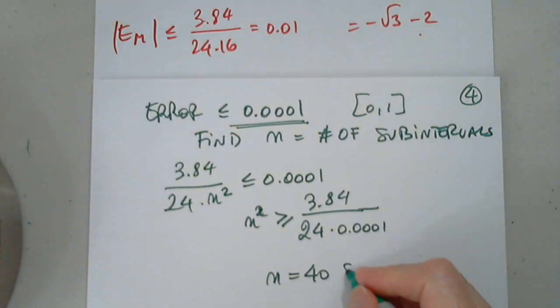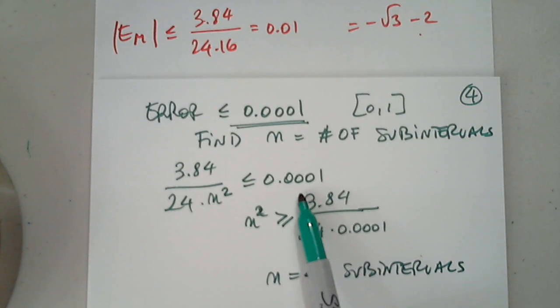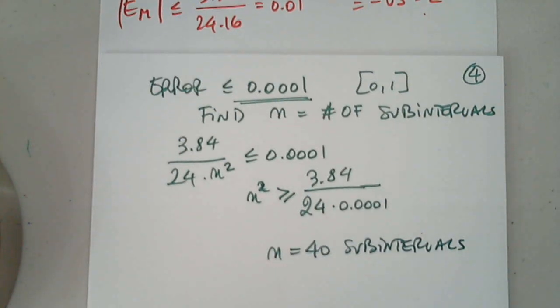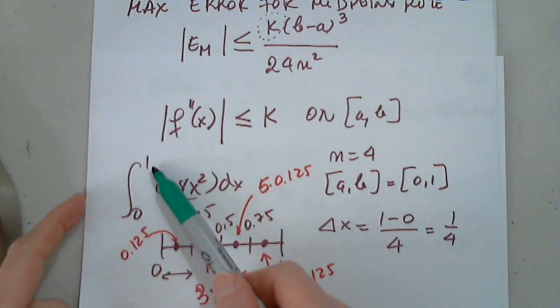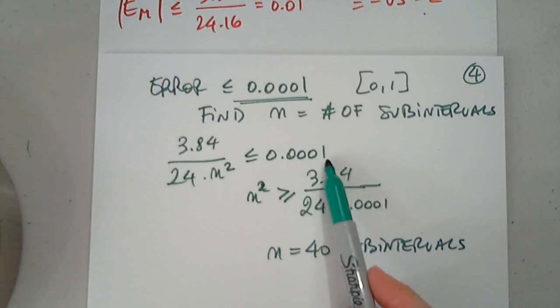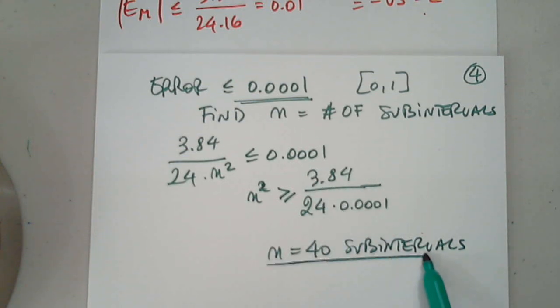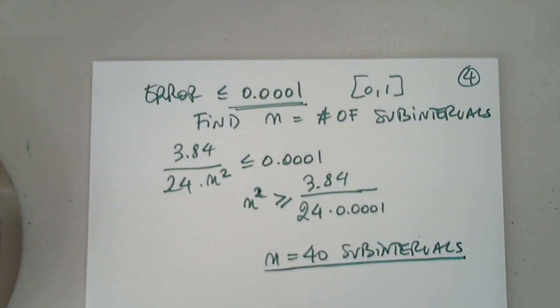So 40 subintervals to guarantee that the error in estimating this integral using the midpoint rule between 0 and 1 is less than 0.0001. It needs 40 subintervals. Okay, enough with this method. Moving on to the next one.